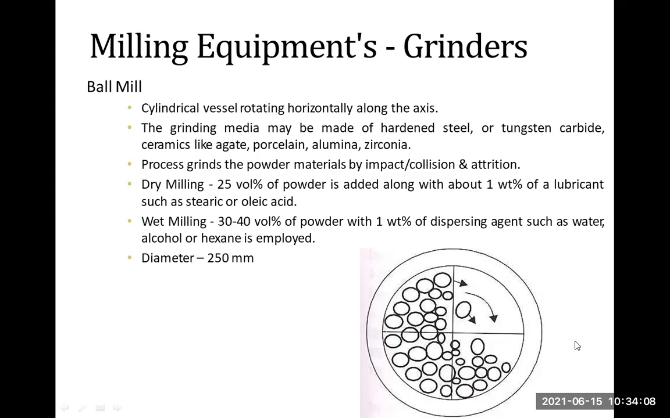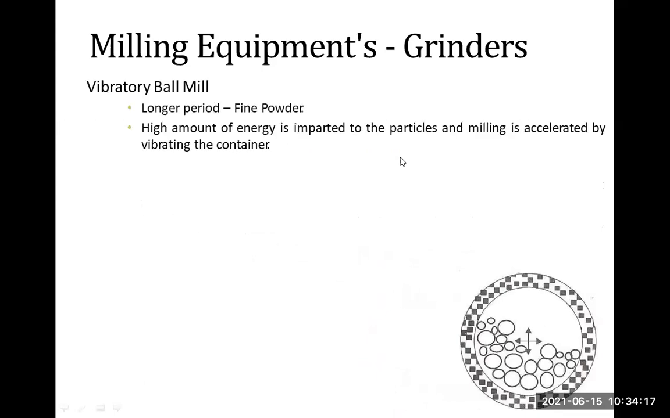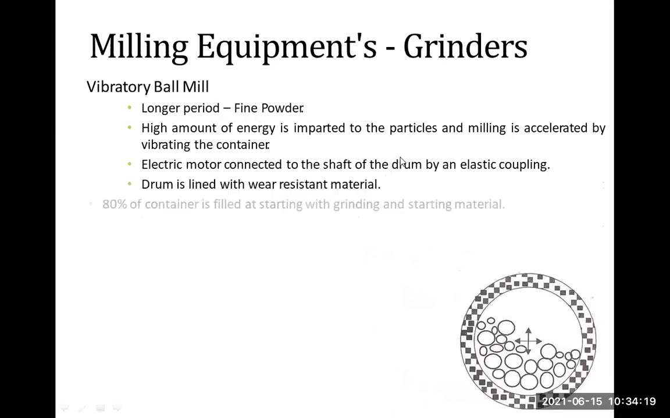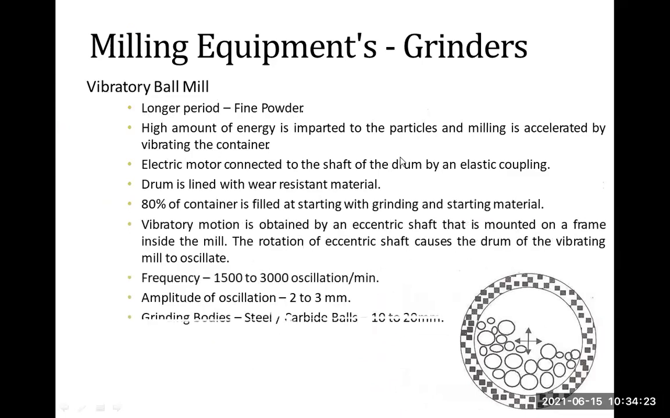Just imagine what is the minimum shape that is required for a grinding operation. Next, one more type is the vibratory ball mill. Here it takes a longer period, but whatever powder we are going to use is a fine powder. A high amount of energy is imparted, and the particles are accelerated by vibrating the container.